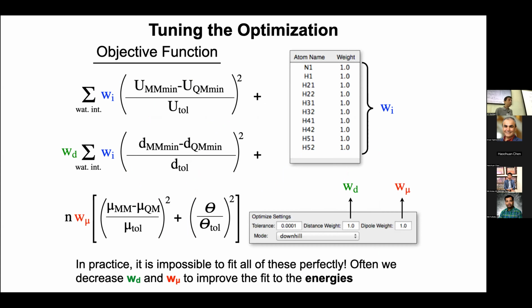But importantly, in almost any optimization problem, you're never going to be able to fit everything perfectly. Sometimes we say, okay, we think the energies are most important. Maybe we'll weight those a little higher, and we'll weight the distances or the dipole a little less. So these are all options available to you in ffTK.